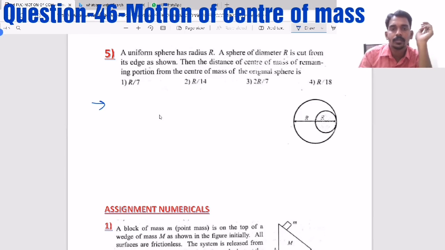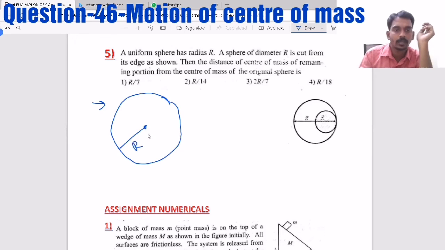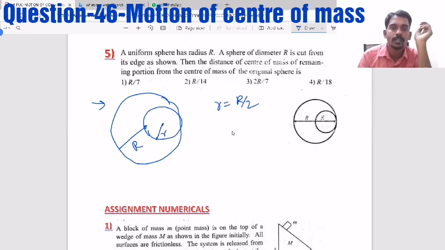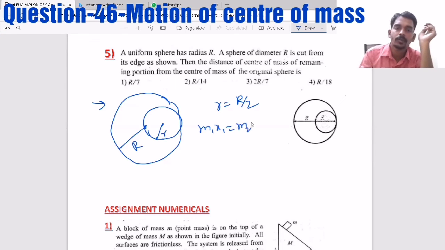So it is nothing but the shift in the position they are asking. Now if you look at the diagram properly, this is the actual radius and the removed one is like this. That means the small r is half of the original radius. Now our formula is m1 x1 equals m2 x2, where x1 is the distance of the center of mass of the removed portion from the original center of mass, and this is the shift x2.